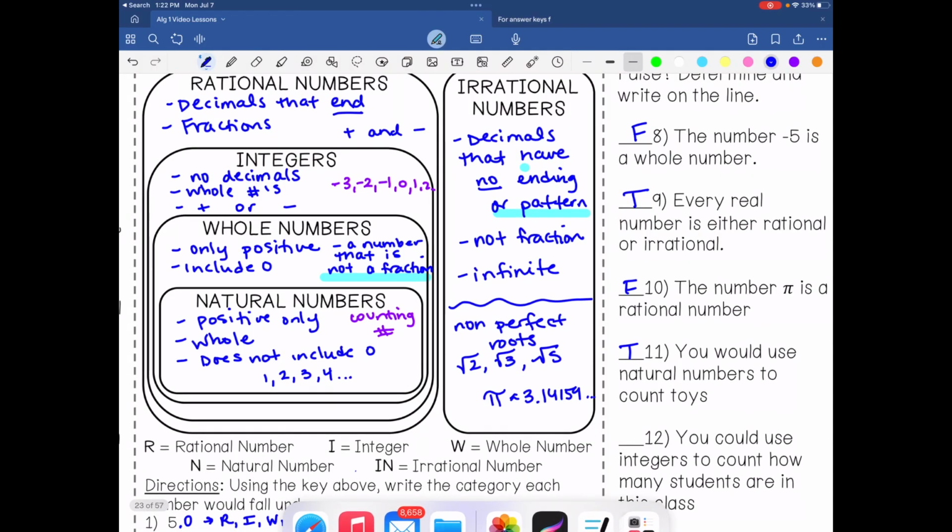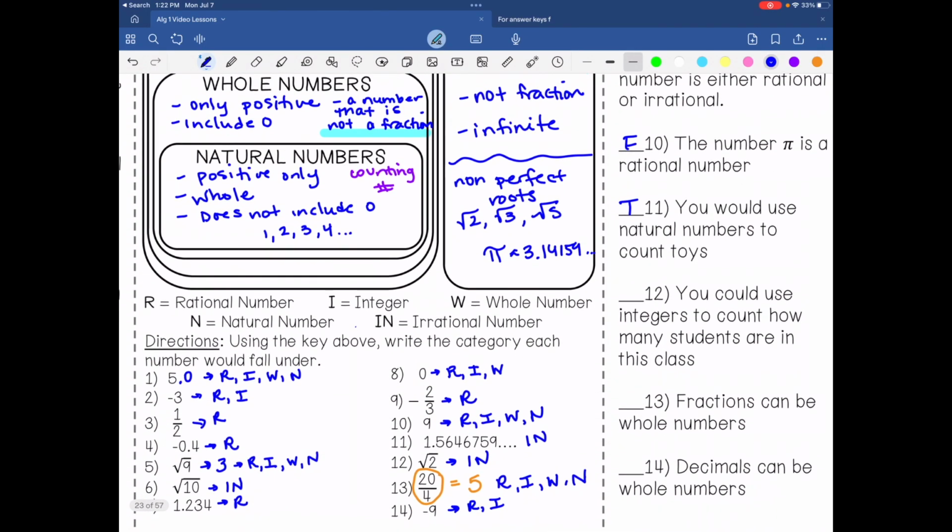You could use integers to count how many students are in this class. So this is one of those tricky ones, right? If you argue your point, I could definitely see either way. True, right? If positive, because we don't have negative students. Or you could say false because integers can be negative, right? So either way, I would give you credit for either of those.